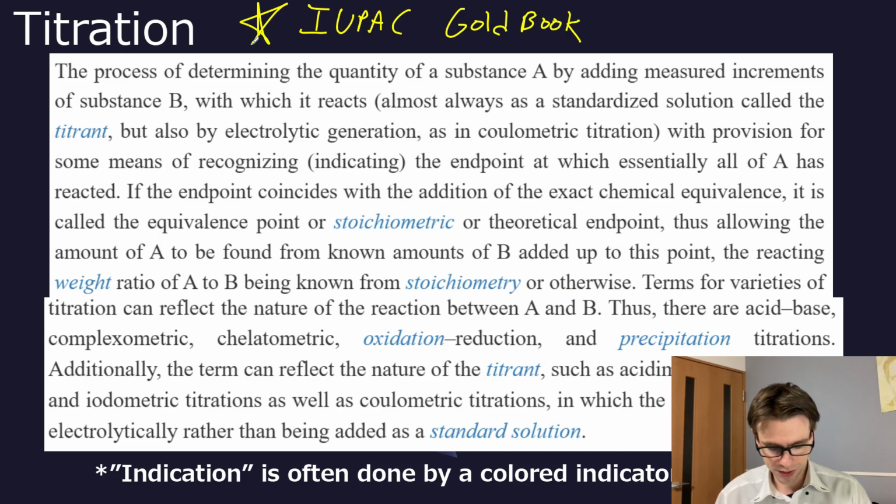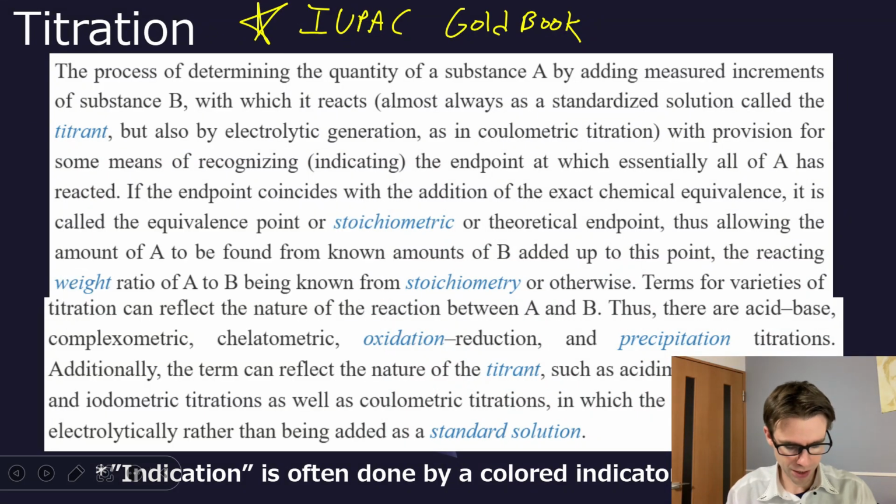Most of the time, we're going to see acid-base, honestly, in beginner level here, maybe some reduction oxidation. That's about it. And this note I have at the bottom, indication is often done by a colored indicator. So you might have heard of things like phenolphthalein, methylene blue, methyl orange. Even starch and iodine can be used to color these things so that you can clearly see when the endpoint happens. Okay, moving on.